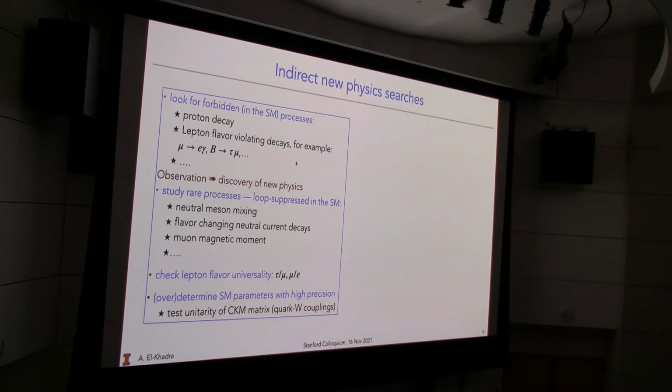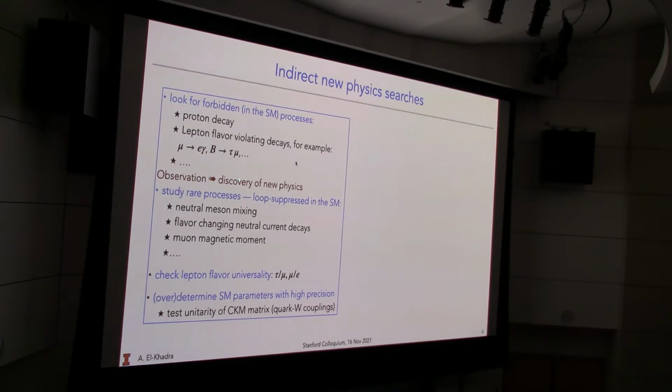In order to find answers to these questions, finding evidence for particles that are not in the standard model can then give us hints as to how to build the theory that goes beyond the standard model. And one looks for processes that are forbidden in the standard model, such as proton decay, lepton flavor violating decays, as shown here, and other examples where an observation would provide us directly with the discovery of new physics. However, to interpret the discovery of new physics, we also need to understand how strong interactions affect these processes.